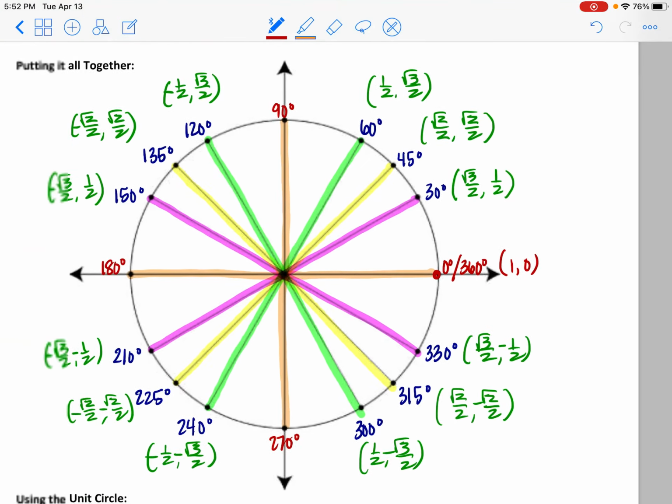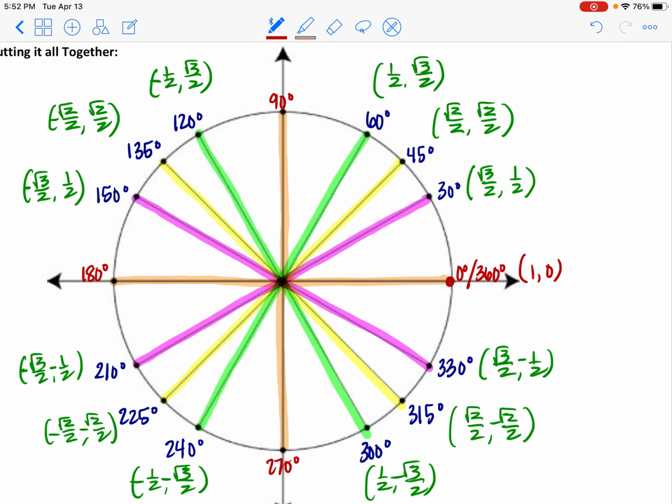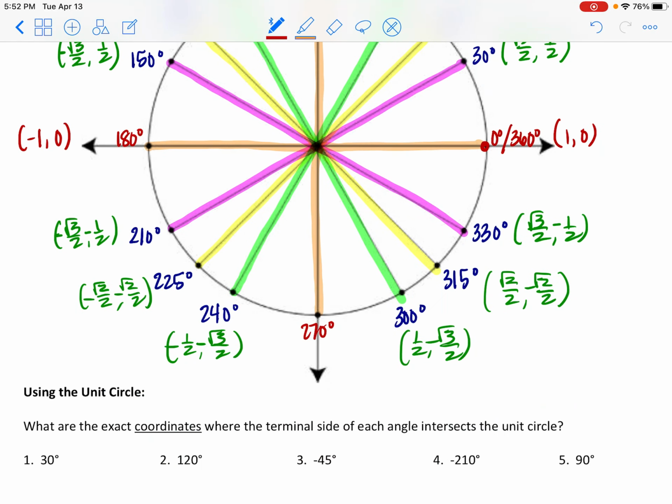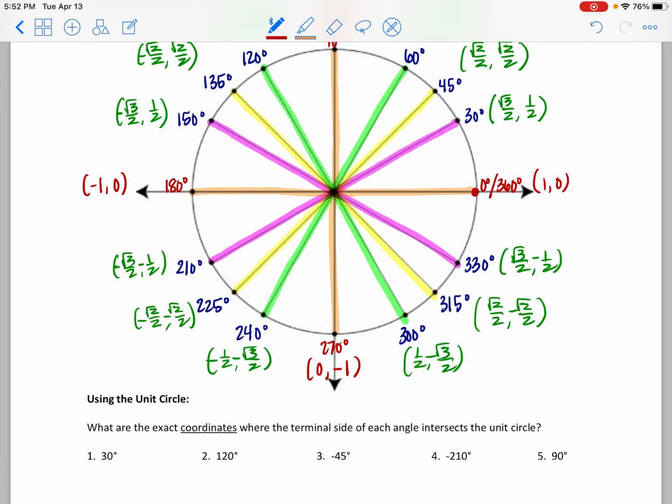And then at 90 degrees, we're going up, not moving left or right, but going up 1. So the coordinates here would be 0, 1. And then here we're going right 1, but not up or down. And then here we're not going left or right, we're just going down 1. So we have all these coordinates, okay?